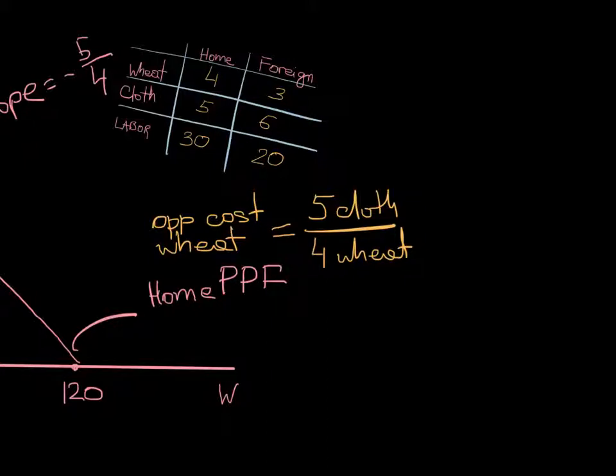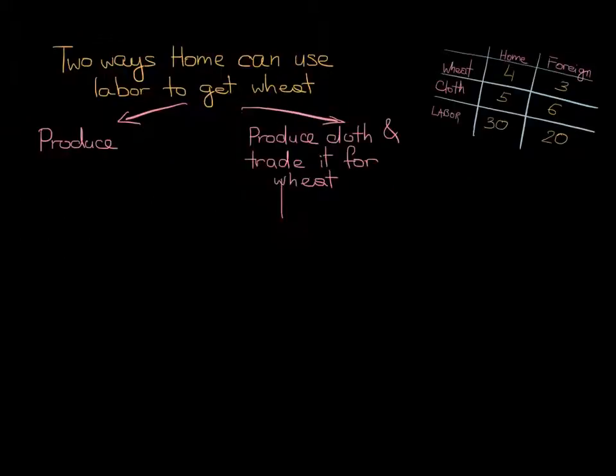In other words, the opportunity cost of wheat at home is the marginal product of labor in the production of cloth divided over the marginal product of labor in the production of wheat. Let's remember this formula. Now, home has two ways that it can use labor to get wheat. One is just to make it directly, and second, it can also produce cloth and then trade it for wheat at the world market and at the world price.